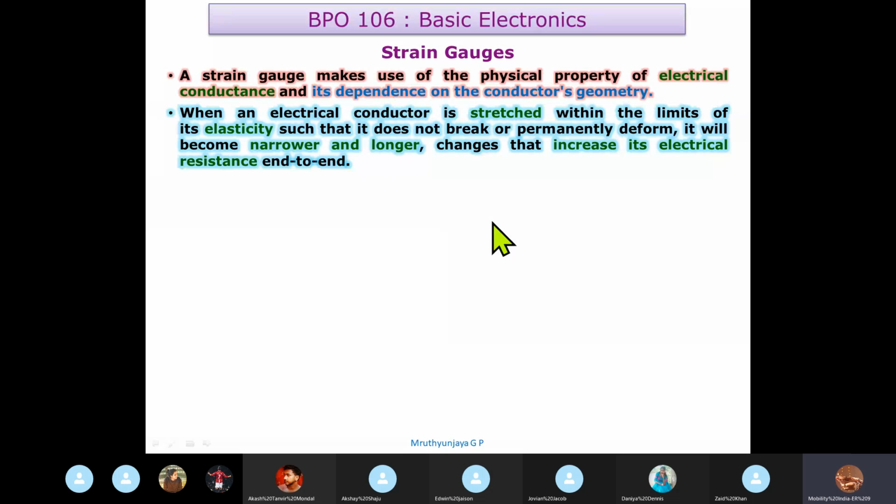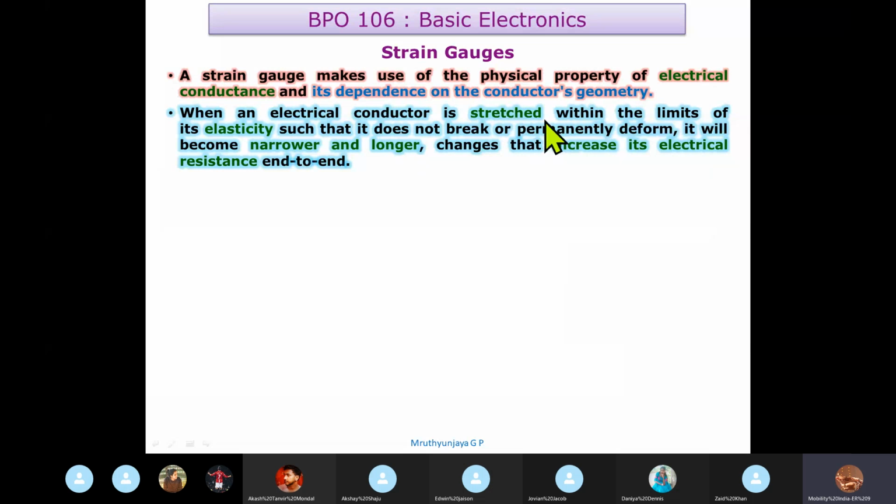That is, when we apply R equal to rho L by A. What happens when we stretch the material? L increases, A decreases. L is longer, A is narrower. So when the material is stretched, I repeat, the length increases, area decreases. Both are complementing each other, and when we apply the formula R equal to rho L by A, where rho is the resistivity of the material used, L is length and A is area, the resistance value will increase significantly.